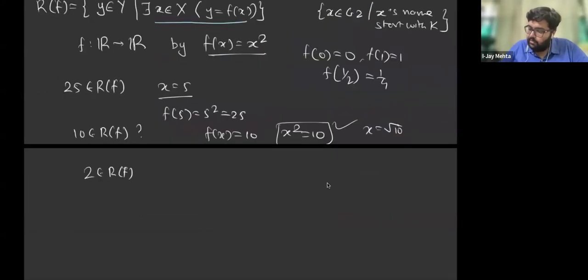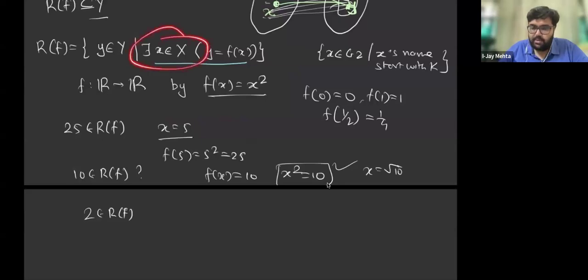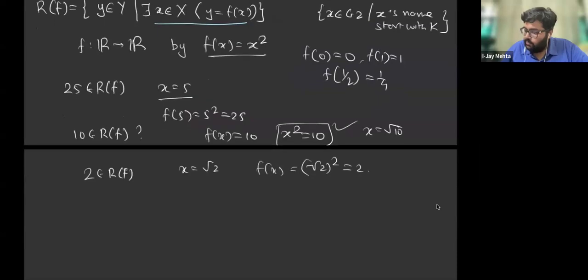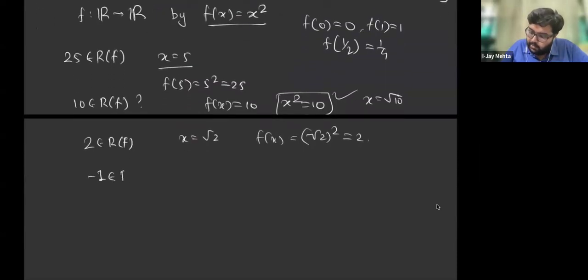When 2 belongs to the range of f, there exists some x. Can I give some x? Yes, I can give x equals √2. So what is f of x? f of x equals √2 square, which is 2. So 2 is in the range of f. Okay, fine. Good. Now, does -1 belong to the range of f? So what is the range of f first? Can anybody tell what is the range of f?